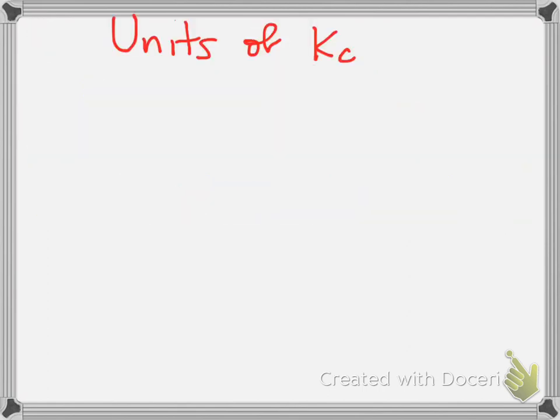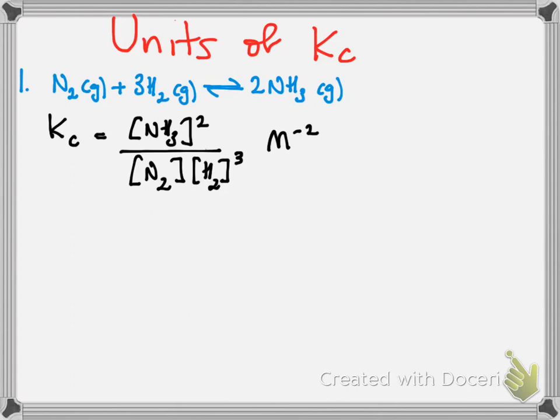Okay, units of Kc. Interestingly, this is where Education Perfect get it wrong, so I want you to ignore what they say. It is correct in the textbook, by the way. So here's a given reaction: nitrogen plus 3 hydrogens makes 2 ammonias. The Kc is the concentration of ammonia squared divided by the concentration of nitrogen times the concentration of hydrogen to the power of 3. Note for this one, the unit is M to the negative 2.